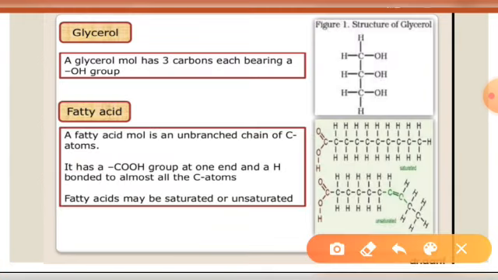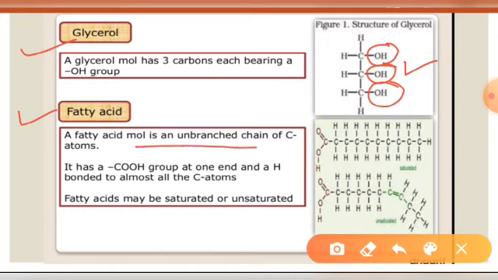Now what are glycerols? Glycerols are actually alcohol, and they have three carbons, each bearing a hydroxyl or OH group. So this is the structure of glycerol with three hydroxyl groups attached to three different carbon atoms. And the second component is fatty acid. Fatty acid is an unbranched chain of carbon atoms, and it has a carboxyl group, that is COOH group at one end, and hydrogen atoms bonded to almost all the carbon atoms.